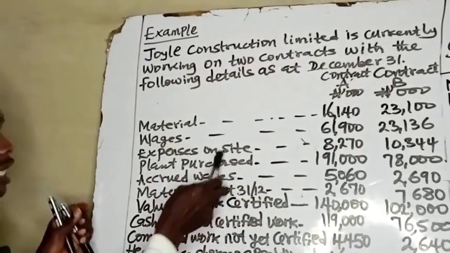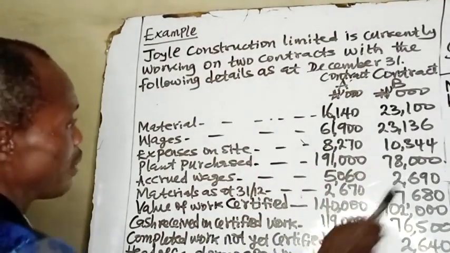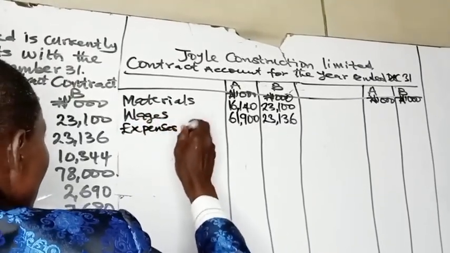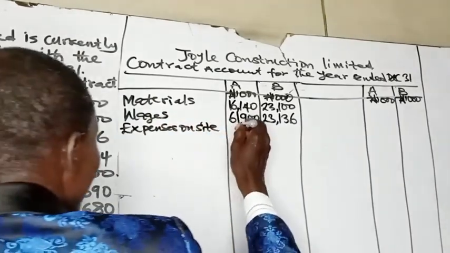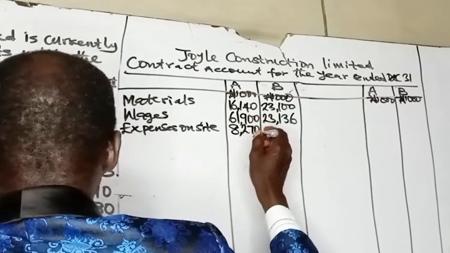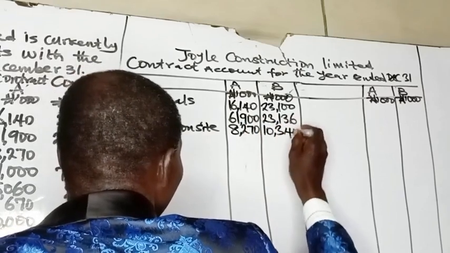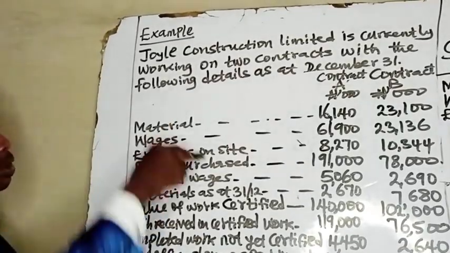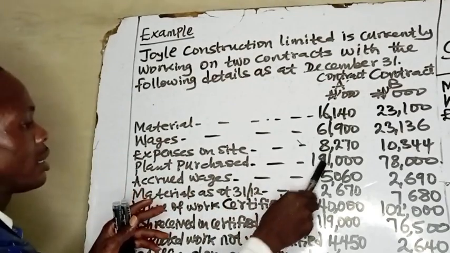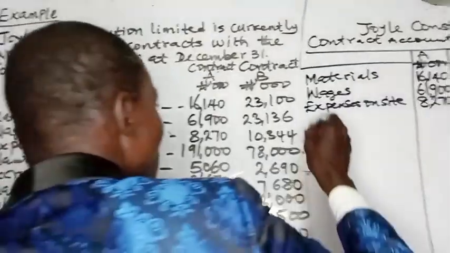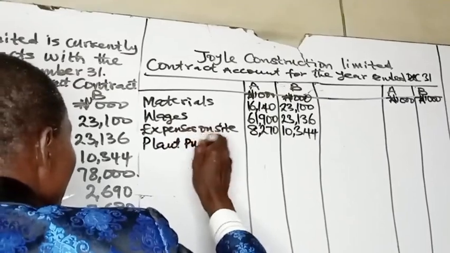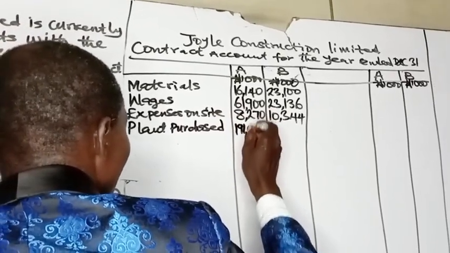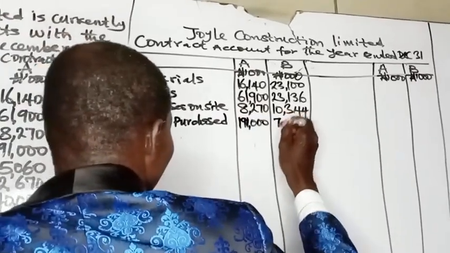Expenses on site. These expenses were incurred on the site, 8,270 and 10,344. Plant purchased. This plant was brought into the site. That is why you have it as plant purchase, 191,000 and 78,000. Plant purchased and delivered to site, 191,000 for contract A and 78,000 for contract B.